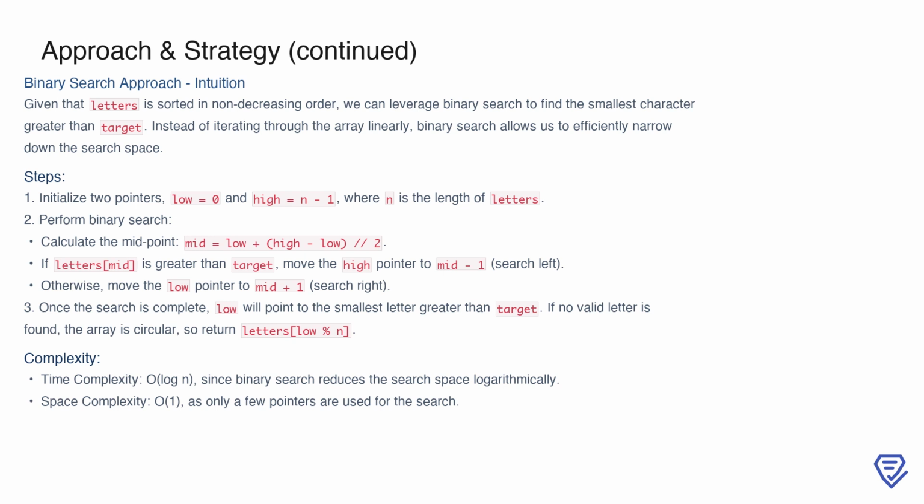Once the search completes, the low pointer will point to the smallest letter greater than the target. If no such letter exists, we use the circular property of the array to return letters[low % n].